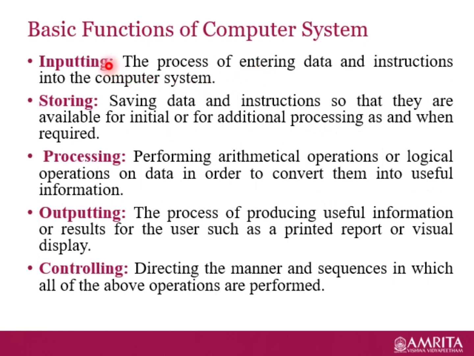Now we can have a look at the basic functions of a computer system. We have already seen that inputting, processing, and outputting are important functions of a computer system. Other than that, we have the storing as well as the controlling function. Inputting is the process of entering data and instructions to the computer system. And as already explained, this input data can be directly provided for processing, or it can be stored so that it is available for processing at some other point of time.